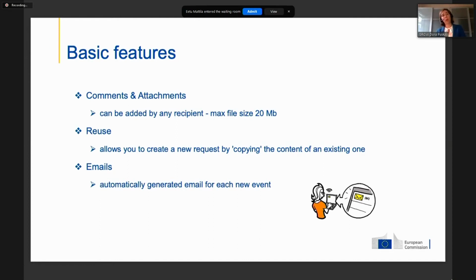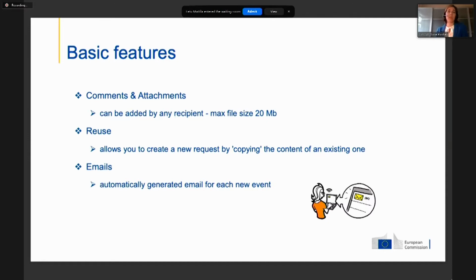Reuse is the second point on this slide as a basic feature. Again, a very useful tool because it allows you to create a new request by copying the content of an existing one, and thereby you can spare time, energy. You just click on the reuse button, and then the given exchange, let's say it's a request, it's duplicated, you can easily edit it, and let's say you only need to change one section in it. So very useful and very much appreciated feature by our users.